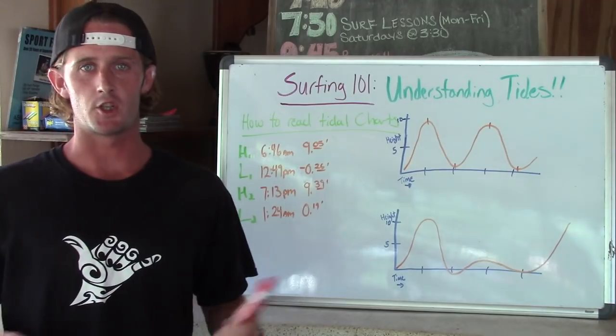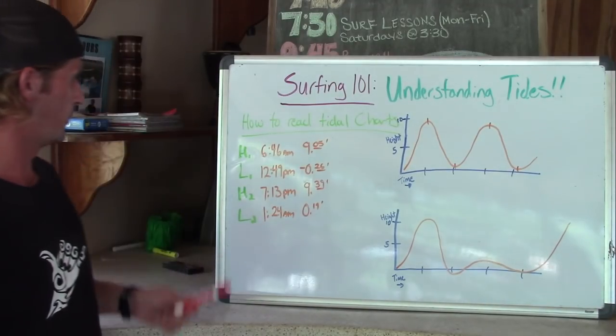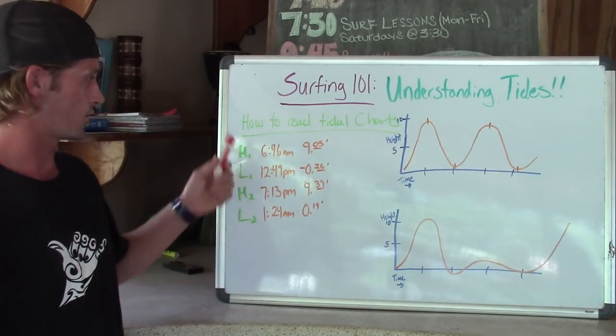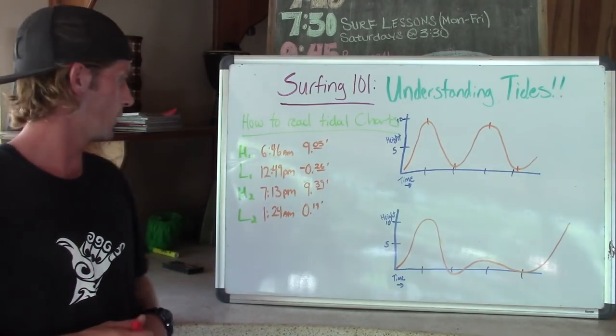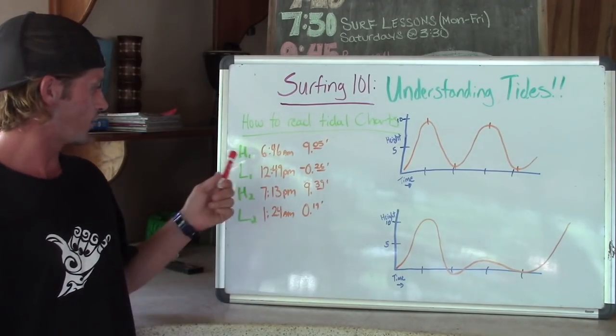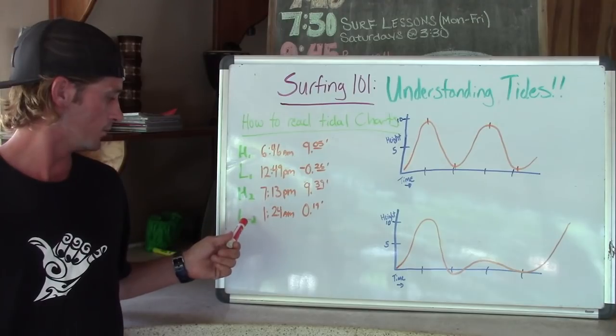So the first is just kind of a text chart. So most of those are going to look just like this, and this is just a sample of one that we have here in Costa Rica, and it shows H1, L1, H2, L2.